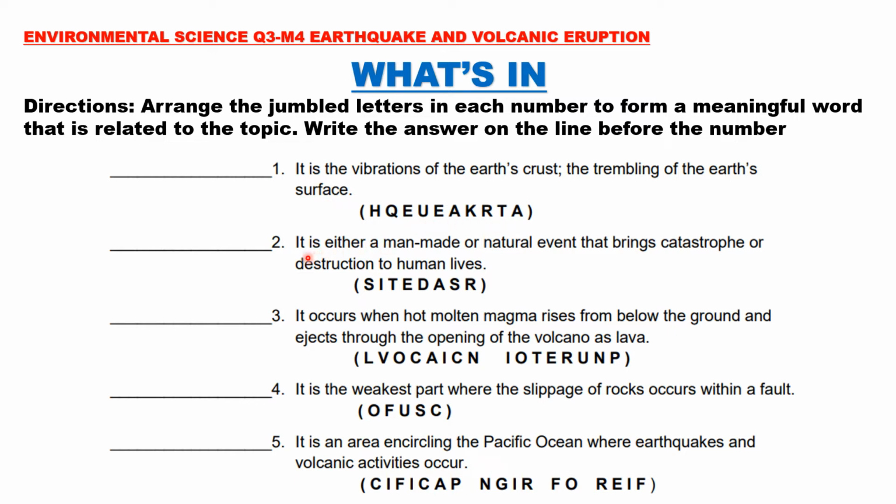Number 2. It is either a man-made or natural event that brings catastrophe or destruction to human lives. So what is it? Number 3, it occurs when hot molten magma rises from below the ground and ejects through the opening of the volcano as lava. Number 4, it is the weakest part where the slippage of rocks occurs within a fault. And number 5, it is an area encircling the Pacific Ocean where earthquakes and volcanic activities occur.